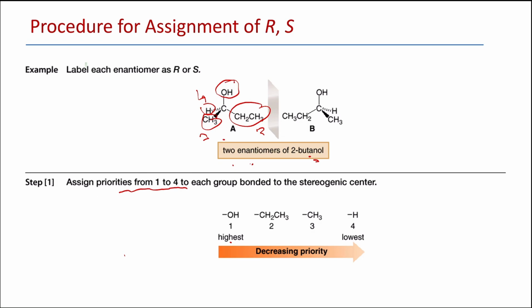So if you look at compound 1, we said that OH is 1, and this is 2, and this is 3. Arrangement from 1 to 2 to 3 goes clockwise, so it's an R. This one, OH is 1, the ethyl group is 2, and the methyl is 3, hydrogen is 4. We see from 1 to 2 to 3, it goes anti-clockwise, so it's an S. Always remember that of the two enantiomers, one of them is going to be R and one of them is going to be an S configuration.